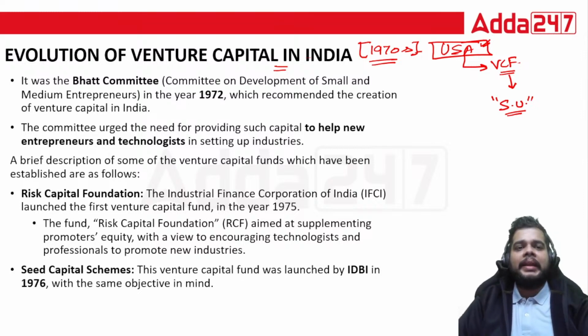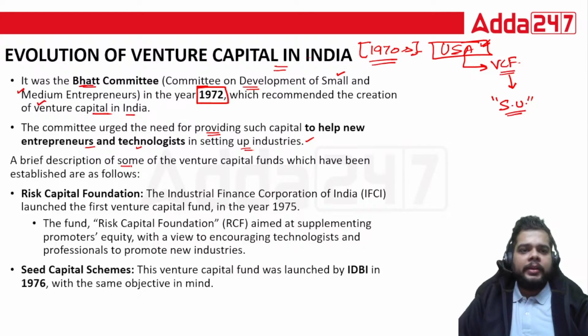So in India, which committee gave this idea or the concept of venture capital? It was the Bhatt Committee. The full name was the Committee on Development of Small and Medium Entrepreneurs, in the year 1972, which recommended the creation of venture capital in India. So always remember, the creation of venture capital in our country was the outcome of the Bhatt Committee's recommendation. The committee urged the need for providing such capital to help new entrepreneurs and technologists in setting up industries. Setting up industries means the fresh, innovative ideas which the entrepreneurs have, and these industries will be implementing those ideas and reaping the benefit from that particular innovative solution.